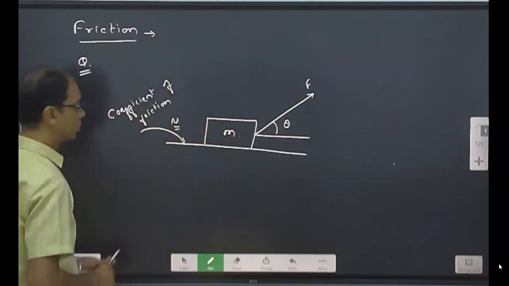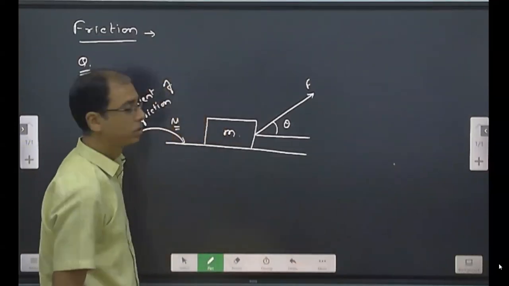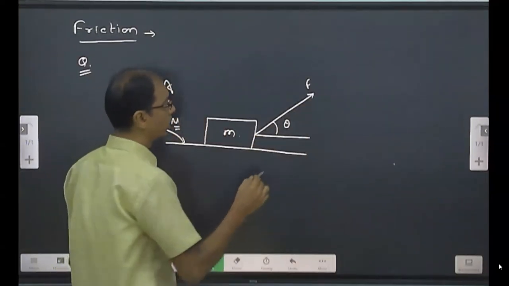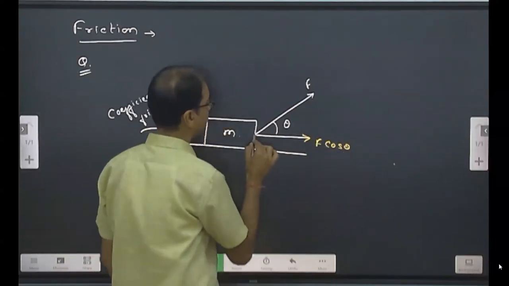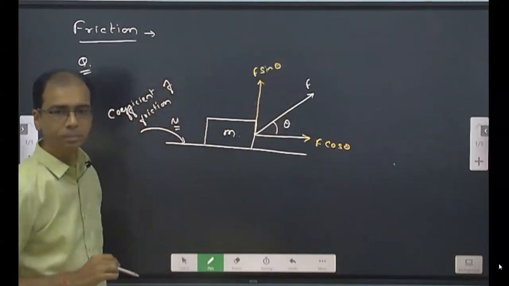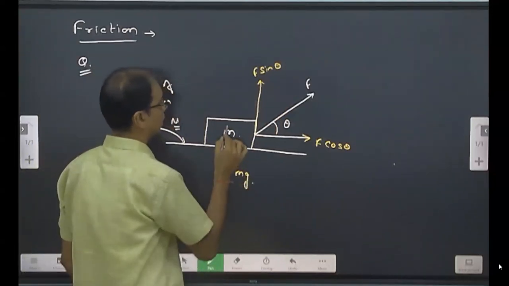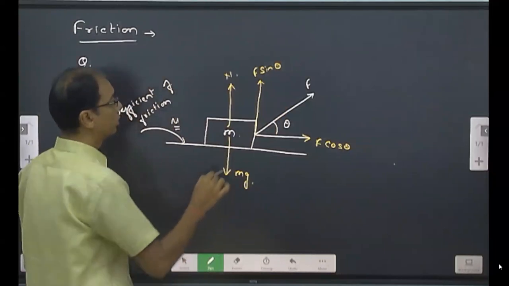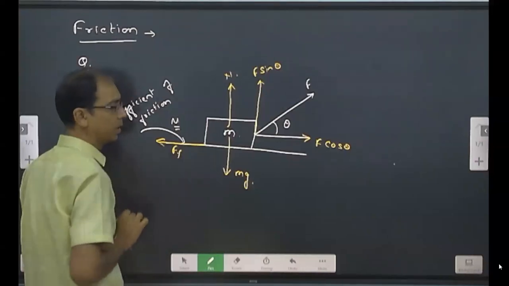Now, first of all, we are going to resolve the forces. This is an inclined force, so it has two components. The horizontal component, adjacent to theta, is F cos theta, and the other component is F sin theta. Then you have mg here, and there will be a normal contact force upwards. And then there is friction. If you are trying to move it in this direction, friction will act in the opposite direction because it opposes the sliding.